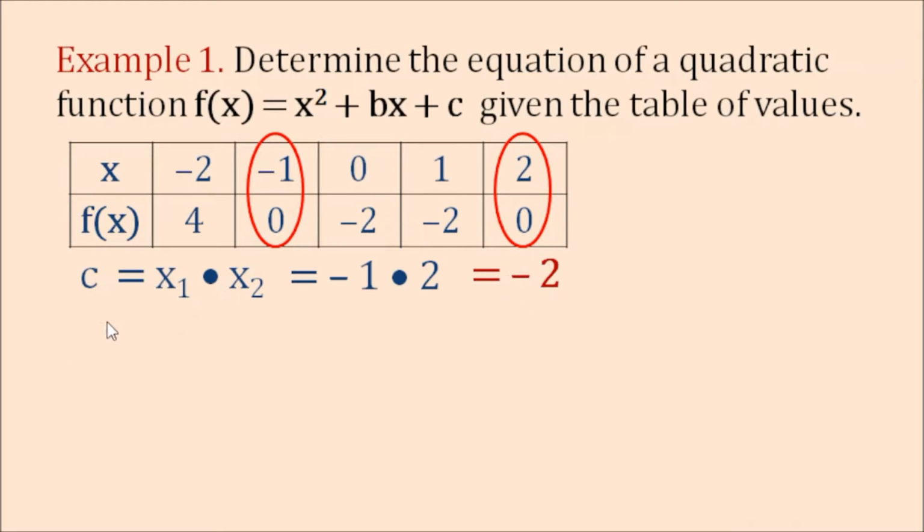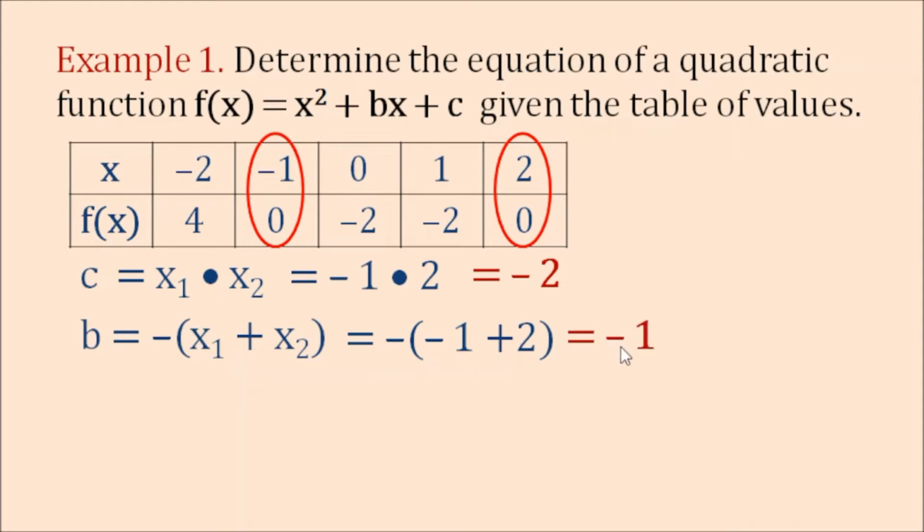To find b, we are going to get the negative of the sum of the two roots. So meaning to say, the negative of -1 plus 2. -1 plus 2 is 1, and we have a negative sign outside the parentheses, so our b is equal to -1. So this b is -1, and this c is -2. So our equation is f of x equals x squared minus x minus 2.